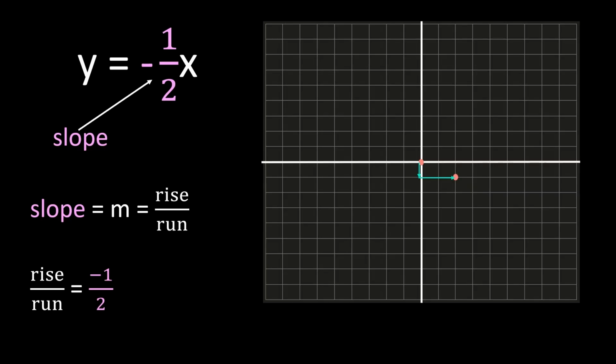From there, I can place a third point. I'm just going to take my rise of negative 1 and go down 1. And my run of 2, I'll go over to the right 2 places, and that's where my third point can be placed. Now I'm ready to put my line in. My line is going to be connecting these points and any other points you may have plotted. So this is the line of my equation y equals negative 1/2 x.